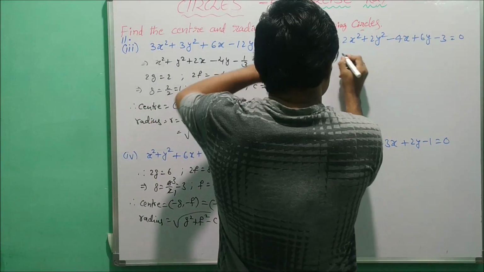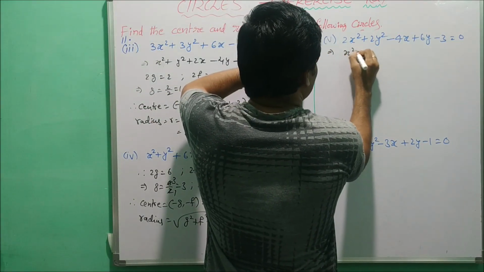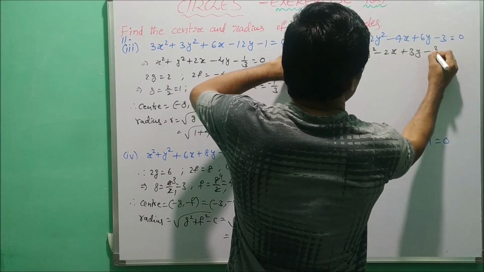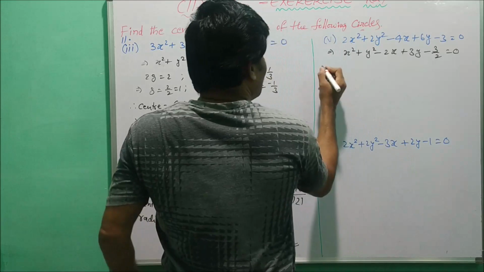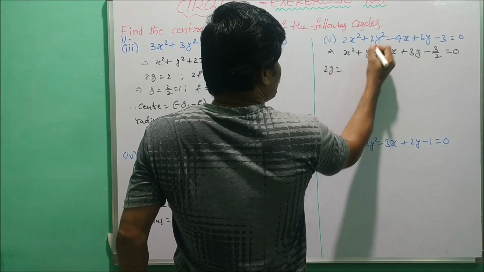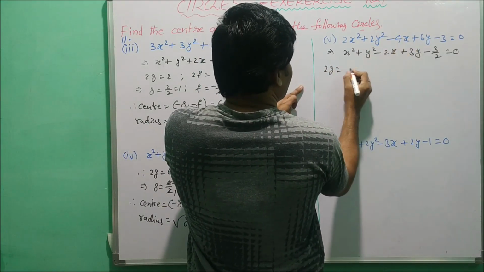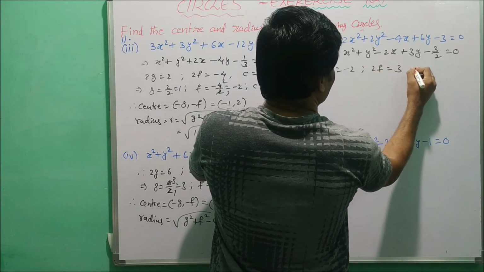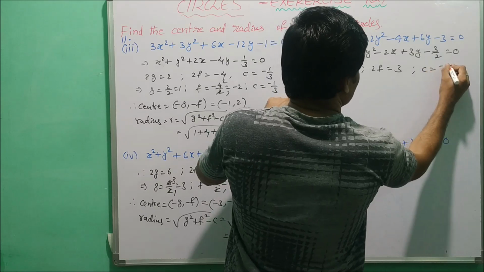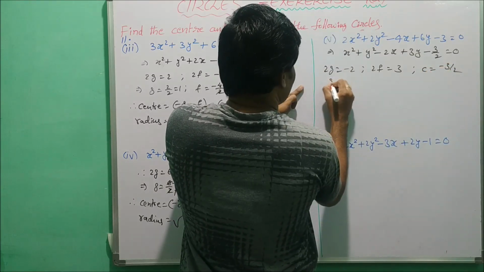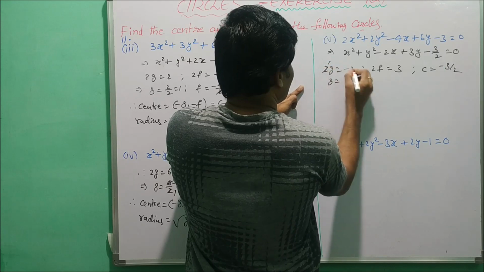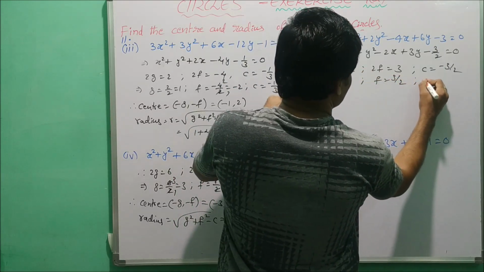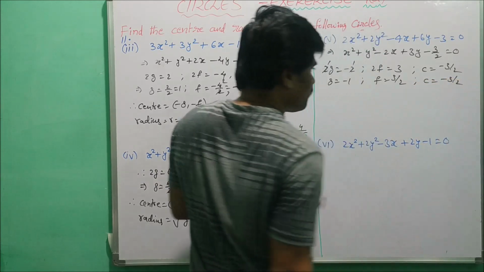Similarly, in the fifth one, we divide by 2. x square plus y square minus 2x plus 3y minus 3 by 2 equals 0. Now 2g equals the coefficient of x, that is minus 2. 2f equals 3 and c equals minus 3 by 2. That means g equals minus 2 by 2, so minus 1. f equals 3 by 2. c equals minus 3 by 2.